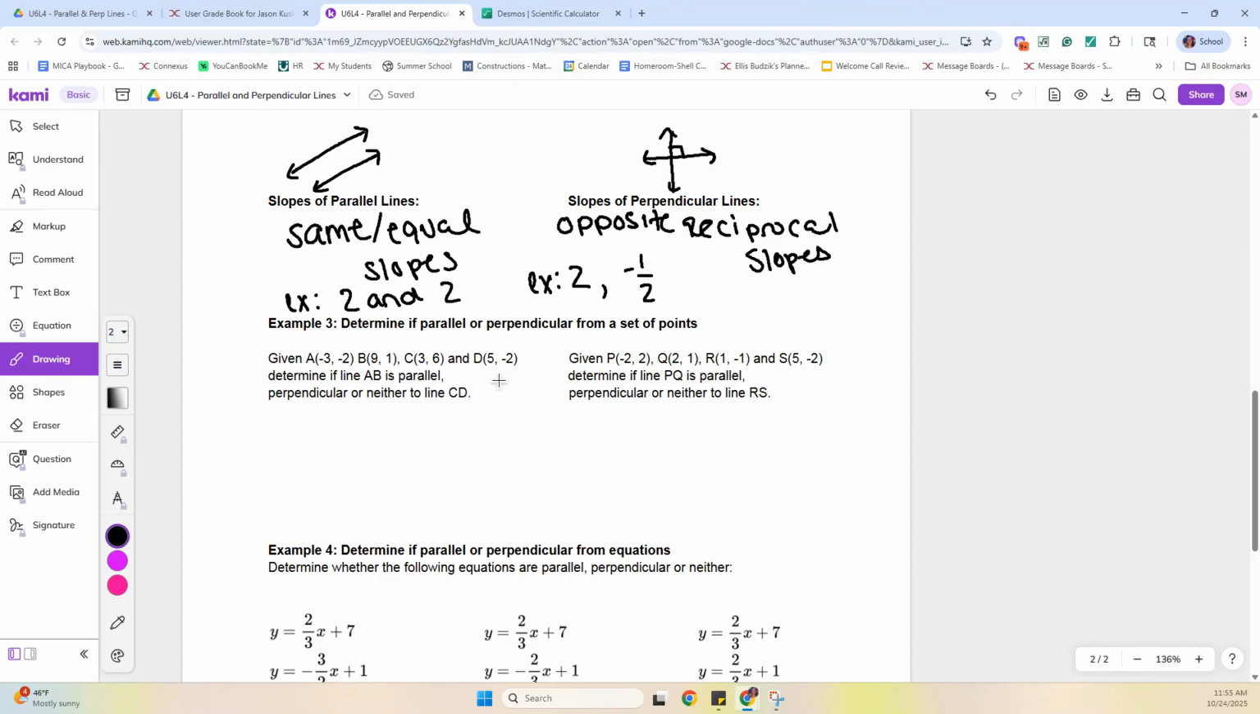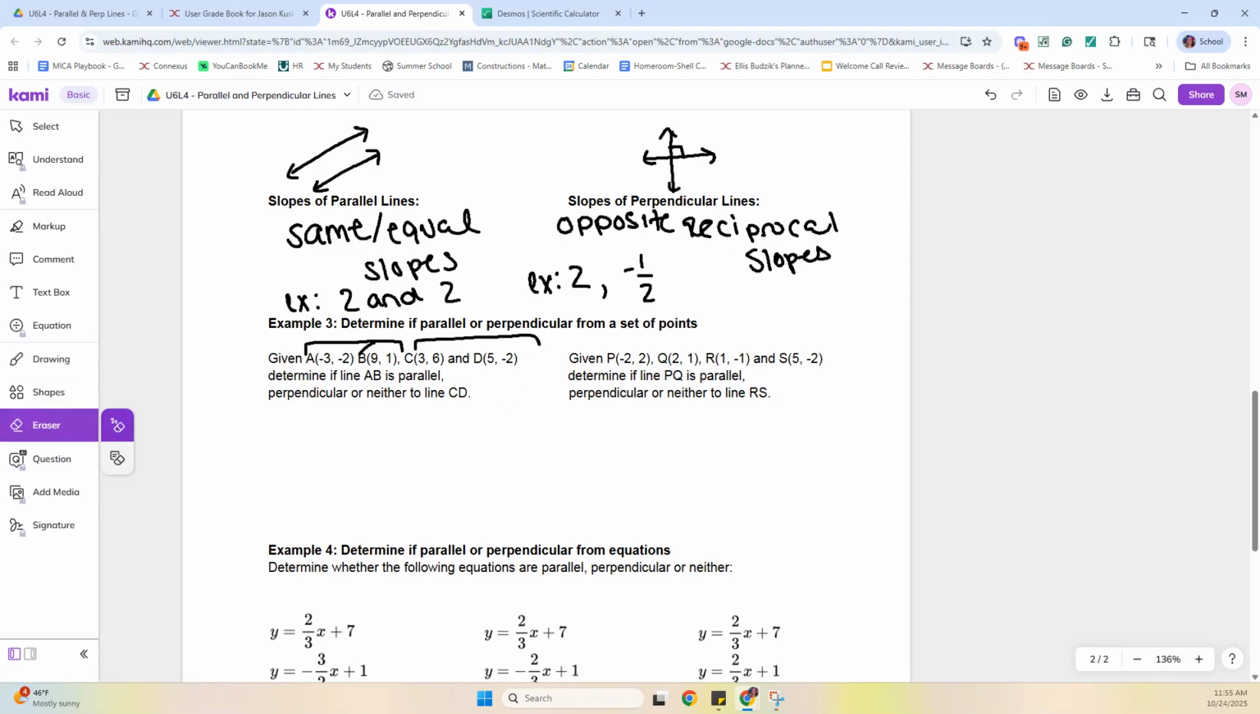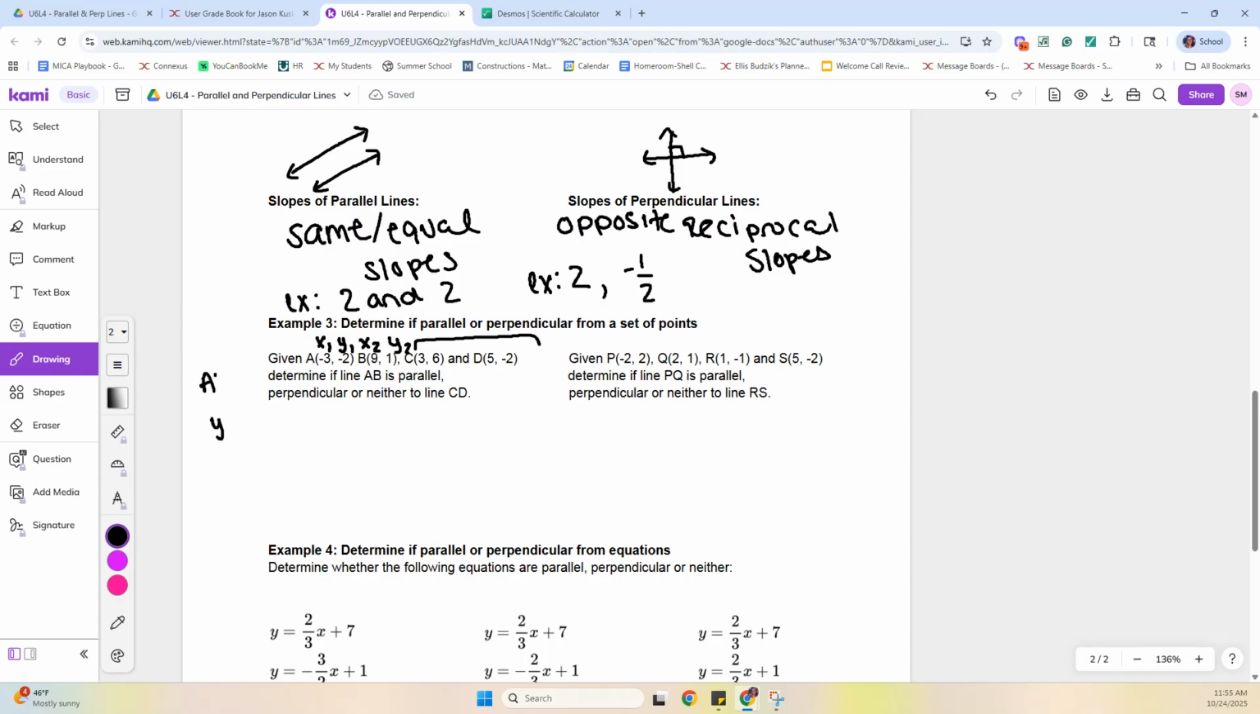For example 3, we're given a bunch of points and we want to determine if AB is parallel, perpendicular, or neither to CD. So I'm going to find the slope of AB and then find the slope of CD and then compare them. For AB, I can label x1, y1, x2, y2. Then I do y2 minus y1 over x2 minus x1. My y2 is 1, my y1 is -2, so be careful there. X2 is 9 minus my x1, which is -3.